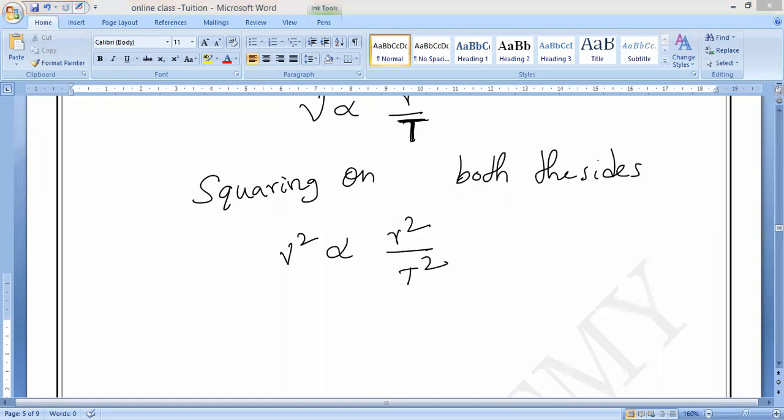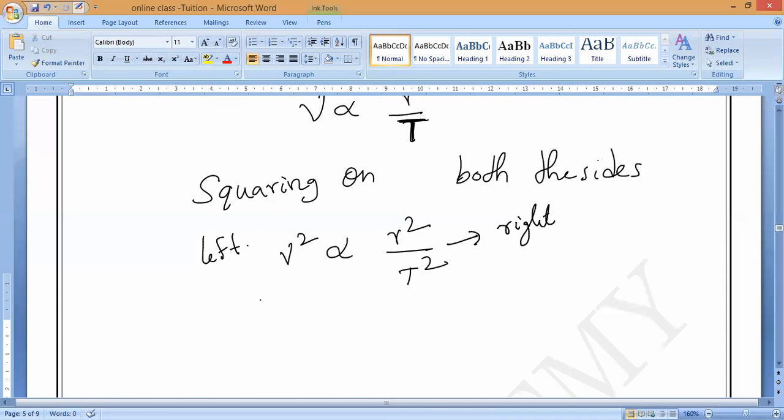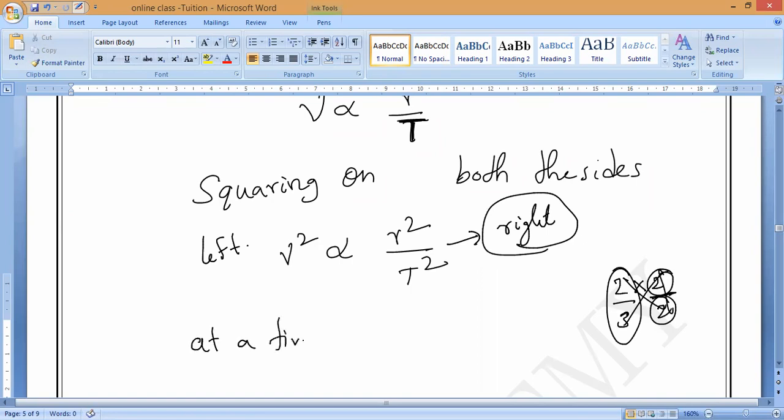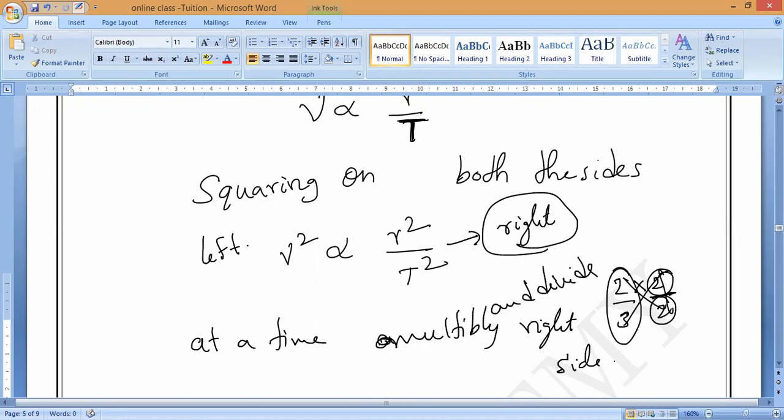Now observe very carefully. On the right side of this relation, you multiply as well as divide by R. Then what will happen, guys? This is called the right side, and this is called the left side. In mathematics, suppose I have 2 by 3, at a time I can multiply and divide by any number, say 2 by 2, and the same thing will come. Is it yes or no, guys? Like the same way, here on the right side, I am multiplying and dividing at a time with R.